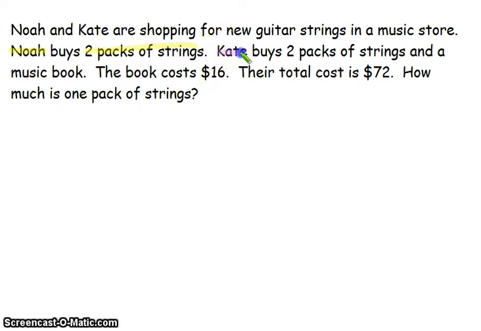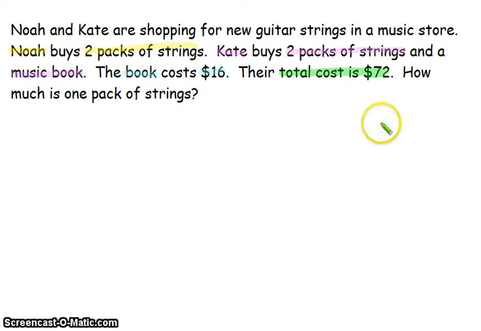He bought 2 packs of strings. When Kate went into this store, she bought 2 packs of strings also, and a music book. So she spent a little more money than Noah did. Now, the very next sentence is very helpful. It tells us that the book cost $16. Since Kate's the one that bought the book, we know she spent at least $16. And the total cost is $72. Even though they bought 2 separate things, they paid for it together. So it was $72. No tax at this store.